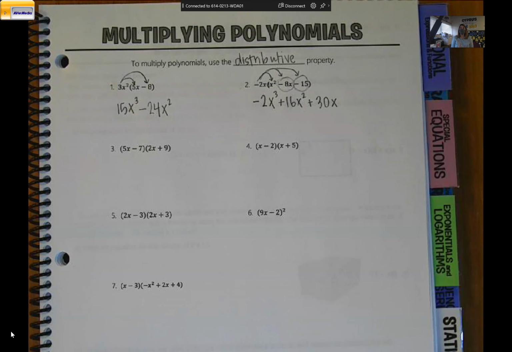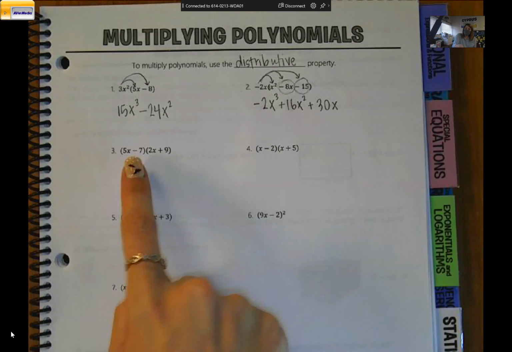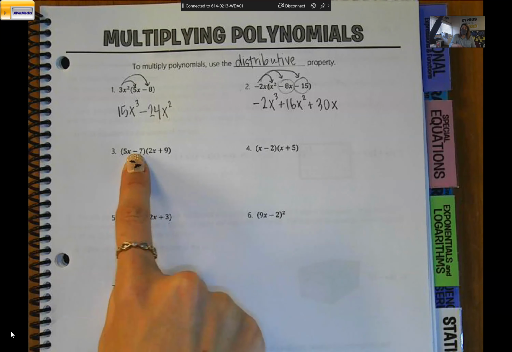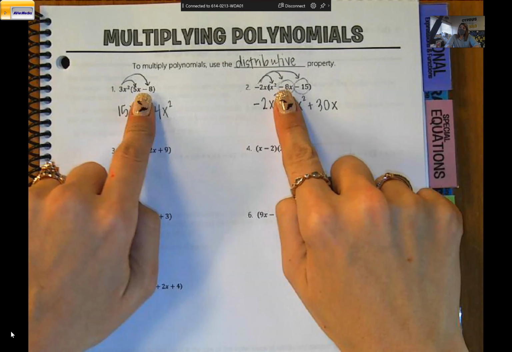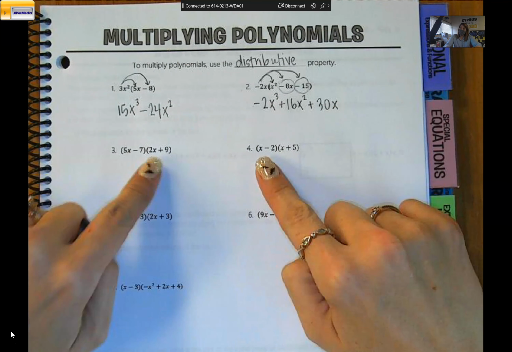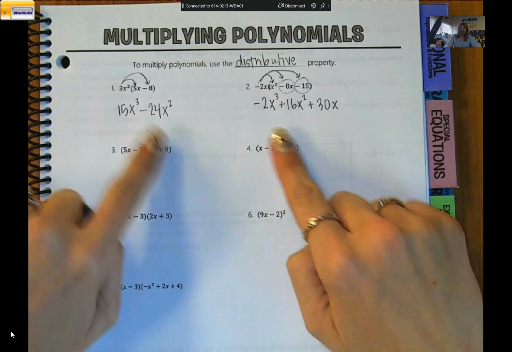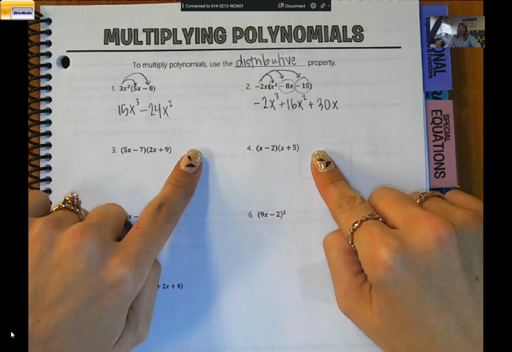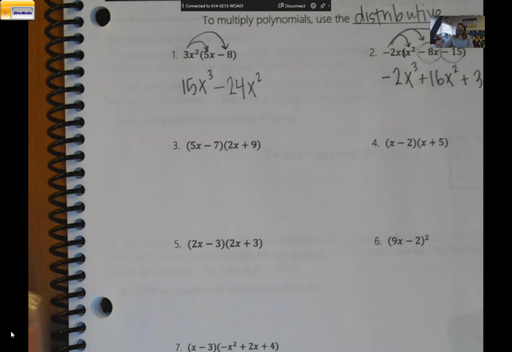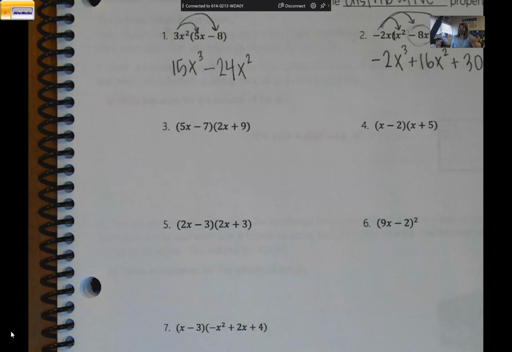Okay, the basics is what we just did. Now we're going to complicate it a little bit by having two terms outside of the set of parentheses. So up here, we just had arrows going over the top. Now we're going to have arrows going over the top and under the bottom to keep track of what we're doing. So this is called double distributing.